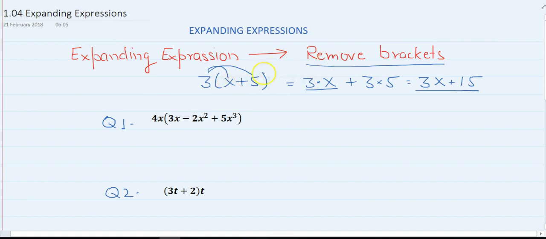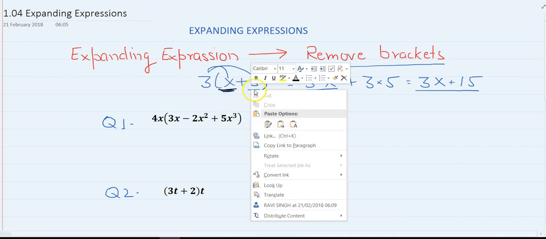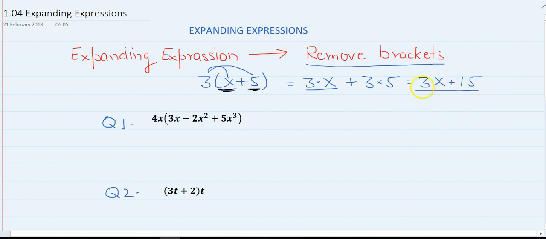So one thing you have to understand, if there are going to be two terms inside the bracket, then your answer will be having two terms. If there are three terms in a bracket, then your answer will be having three terms, and each term will be multiplied by the number outside the bracket.